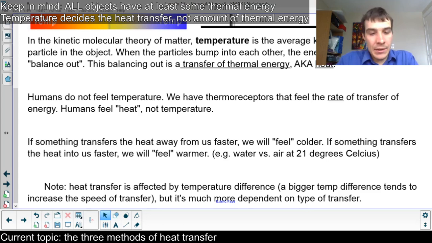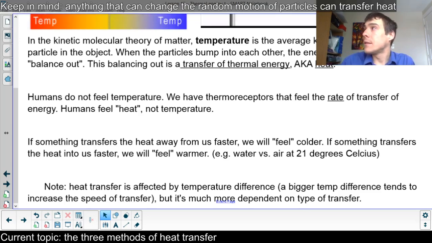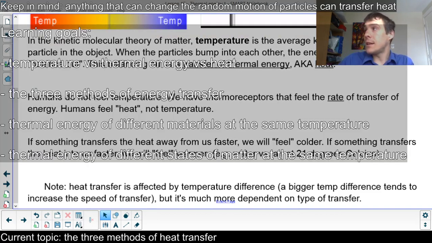The thing to keep in mind here is that anything that can change the wiggly, random motion of particles can transfer heat. So anything that can change the random motion of particles can transfer heat. So now we're on our second topic, the three methods of heat transfer. Let's jump into that.